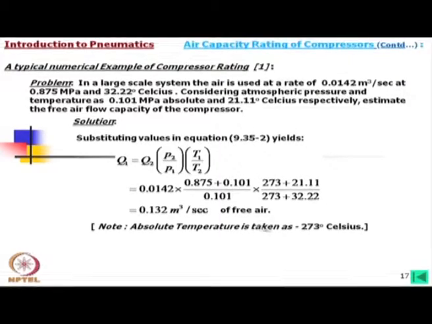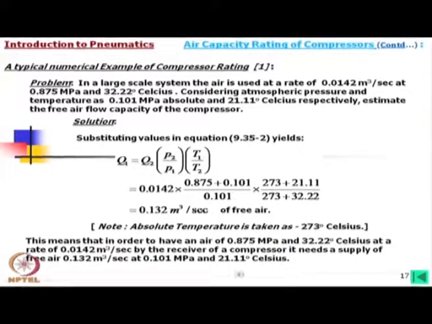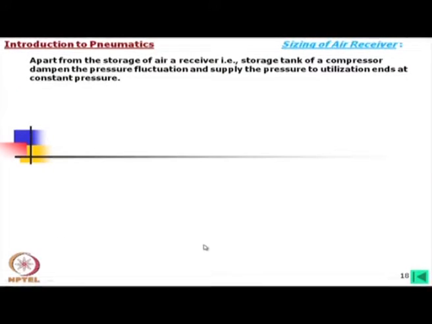So, note absolute temperature is taken as 273 plus the temperature in degrees Celsius. This means that in order to have air at 0.875 megapascals and 32.22 degrees Celsius at a rate of 0.0142 meter cube per second from the reservoir of a compressor, it needs a supply of 0.132 meter cube per second at 0.101 megapascal and 21.11 degrees Celsius.